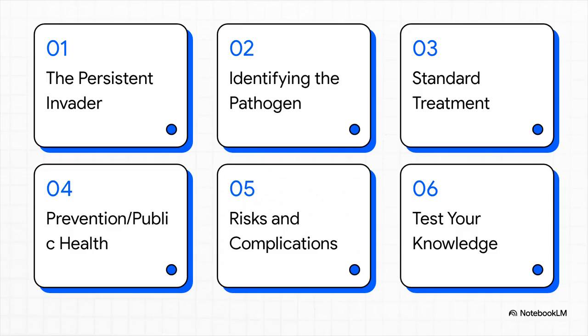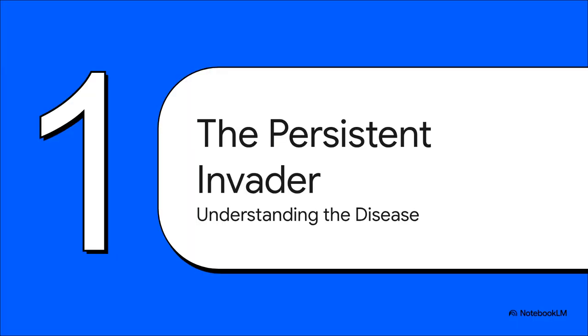So, here's our game plan. We'll kick things off with the pathogen itself. Then, we'll get into the weeds of diagnosis, the assault of treatment, and the strategy of prevention. After that, we'll look at what happens when things go wrong with complications. And then, we'll put it all to the test. Let's get started.